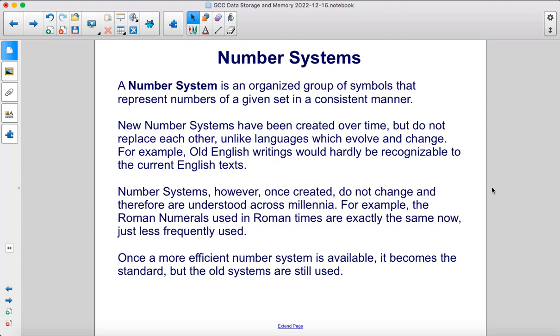New number systems have been created over time, but do not replace each other, unlike languages, which evolve and change. For example, Old English writings would hardly be recognizable to the current English texts. Number systems, however, once created, do not change, and therefore are understood across millennia. For example, the Roman numerals used in Roman times are exactly the same now, just less frequently used. Once a more efficient number system is available, it becomes the standard, but the old systems are still used.